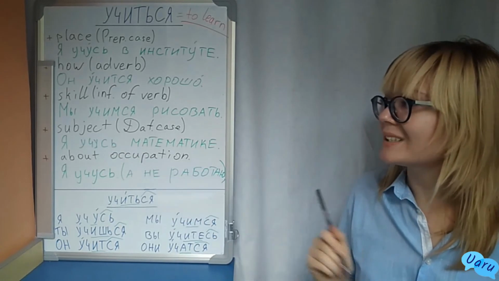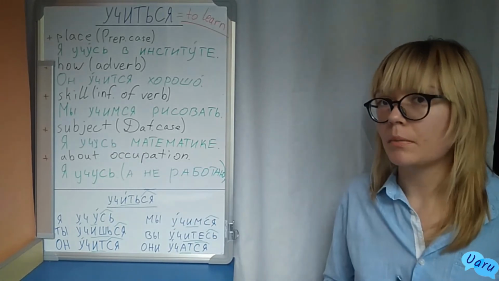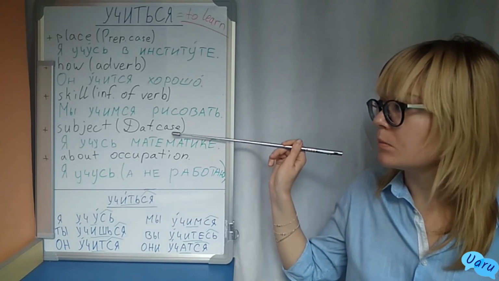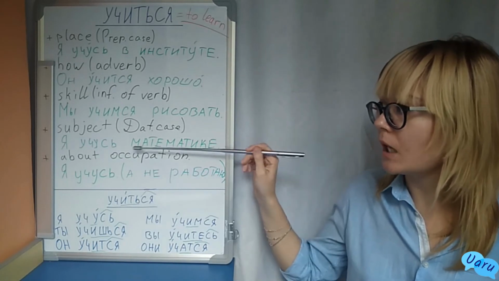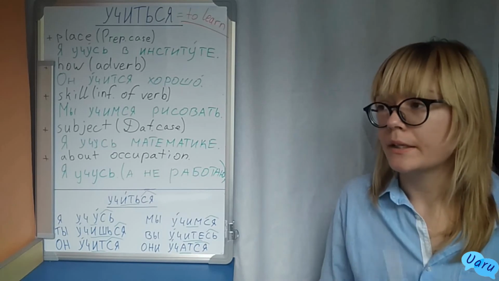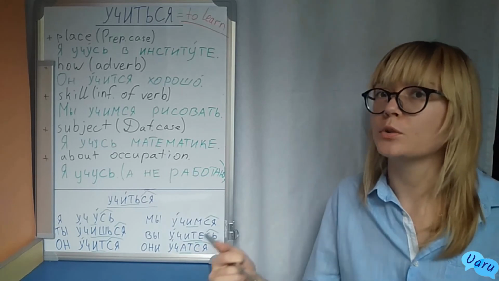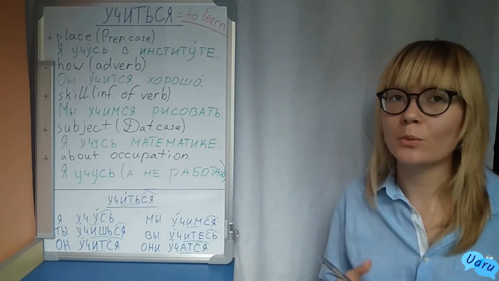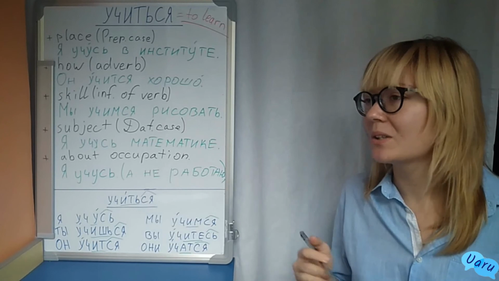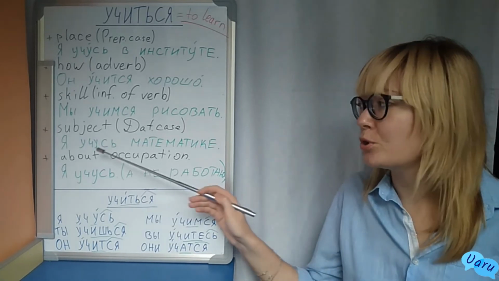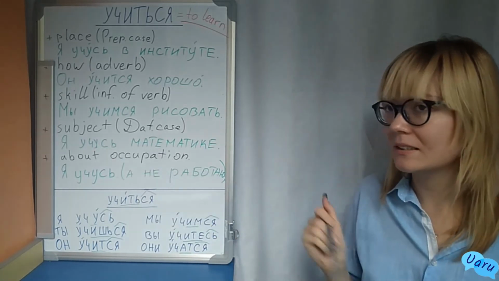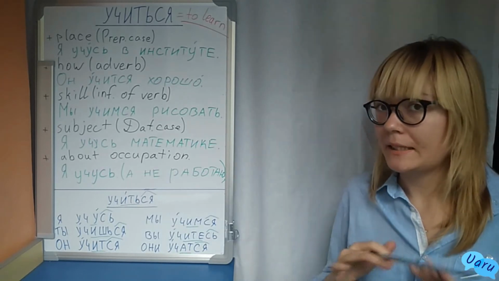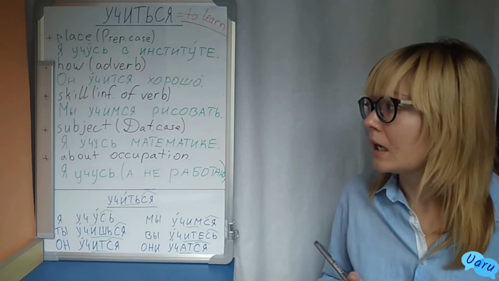If you want to use the subject here, it is possible, but not very common for us. And here the subject should be in dative case. For example, я учусь математике. Я учусь русскому языку. I learn Russian language. Sometimes it is a little bit complicated to put the subject in dative, so you can also use учить plus accusative case. We talked about this before, and it will be the same meaning.